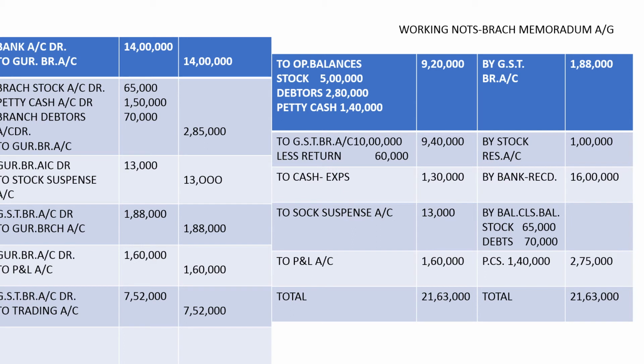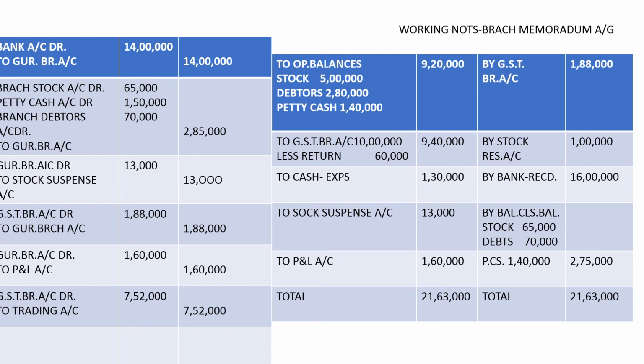Gurgaon branch account debit to profit and loss account. Branch is earning a profit of 1,60,000 which will be sent to profit and loss account. Goods sent to branch account debit to trading account. If you see, total goods were sent 9,40,000. Out of that, 1,88,000 was the loading. The cost price of goods would be 7,52,000. This will be sent to trading account.